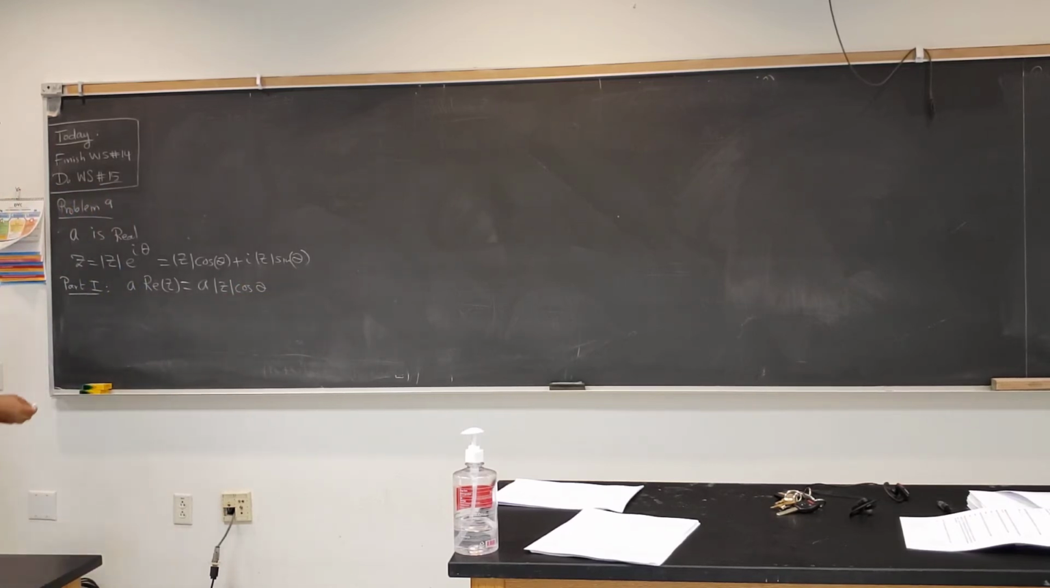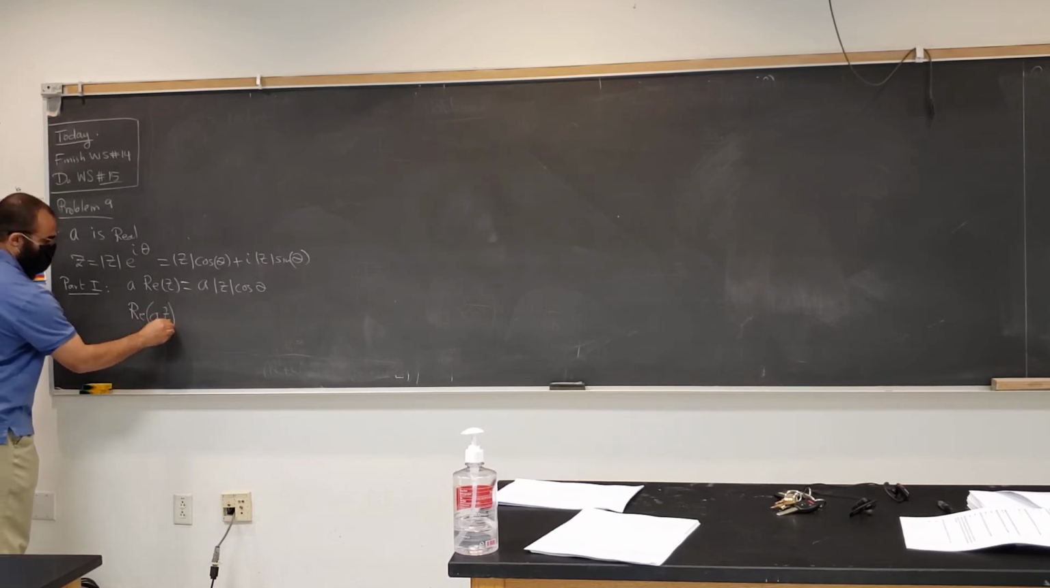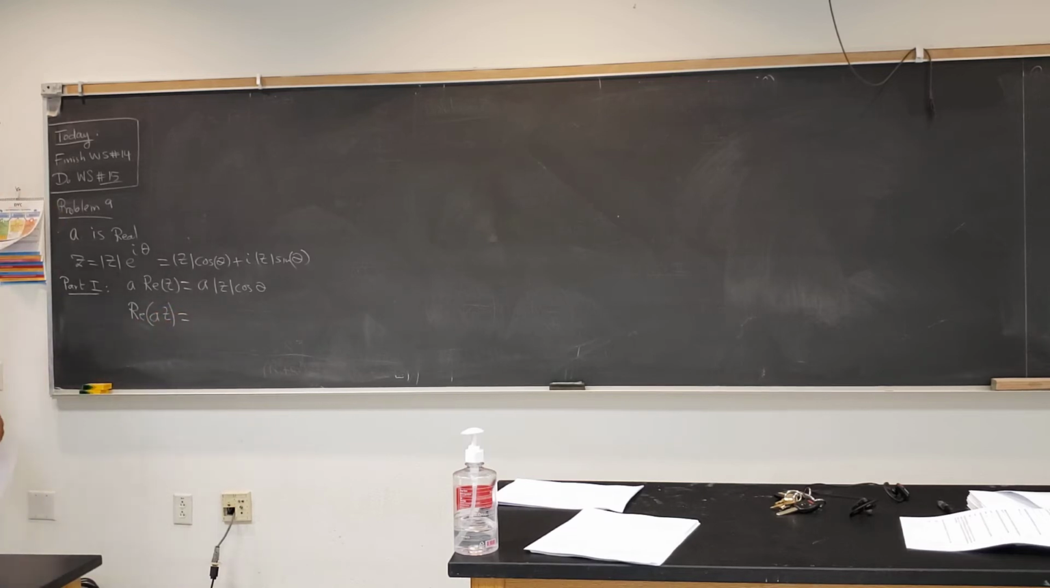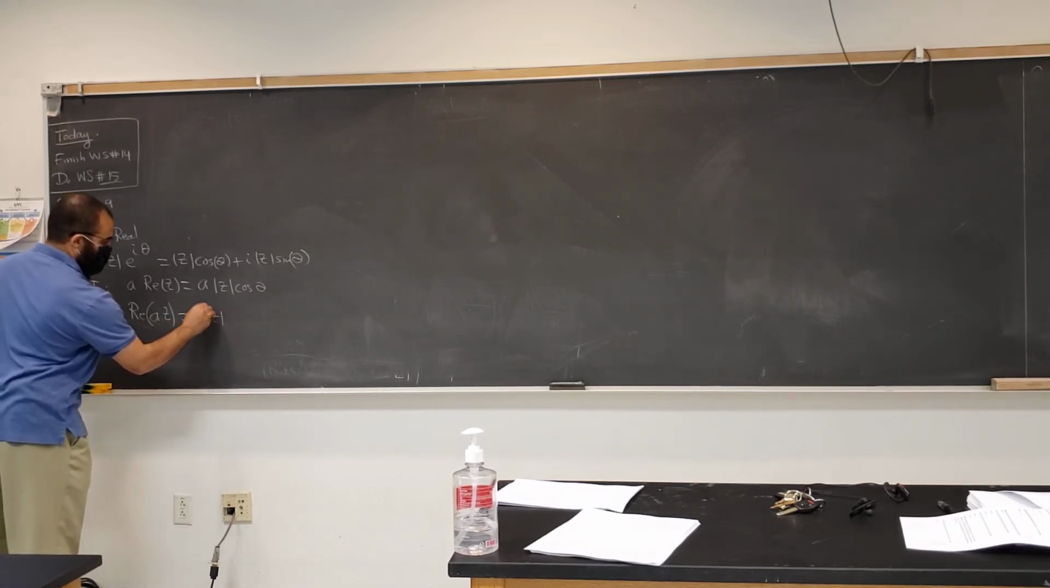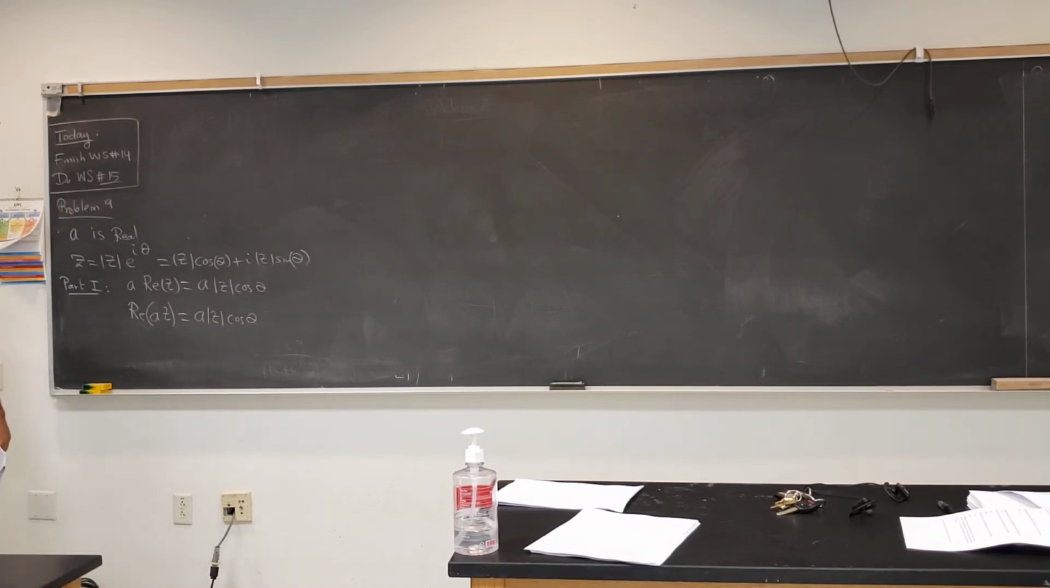How about this now? The real part of a times z, is that the same? Well, first multiply z by a. If you multiply z by a, you get a times the absolute value of z e to the i theta. And so the real part of that would be a times the absolute value of z times the cosine of theta. So they're equal, right? That's all this one is trying to show.